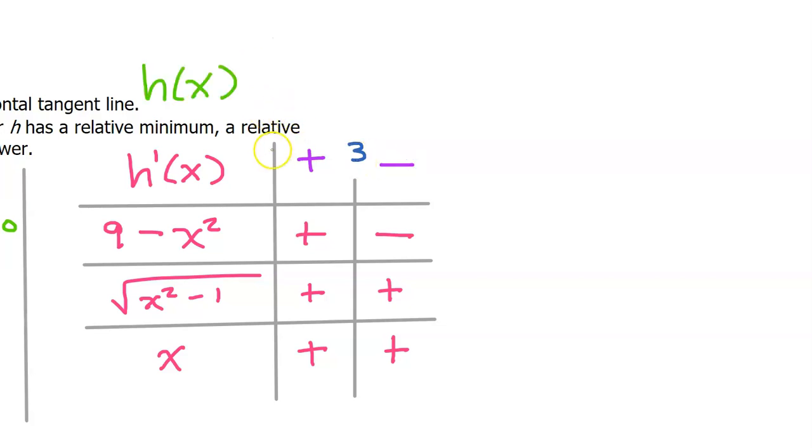We have learned that when the derivative is positive, the original function is increasing. And when the derivative is negative, the original function is decreasing. This helps us visualize that we must have a relative max at x equals 3.